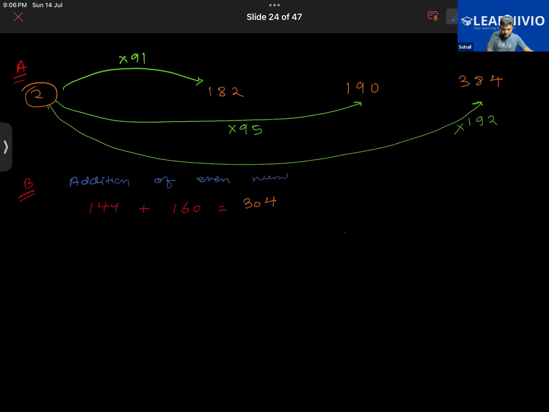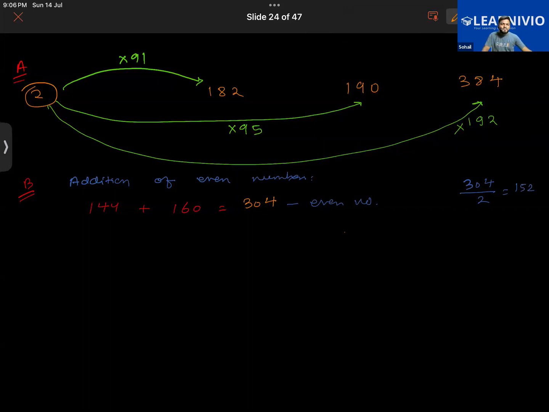Done. So addition of even numbers gives you an even number. So 304 is also an even number. We can in fact check it by dividing it by 2, right? So 304 when divided by 2, you'd be getting 152. So remainder is 0, quotient is 152. So that is correct. Okay.